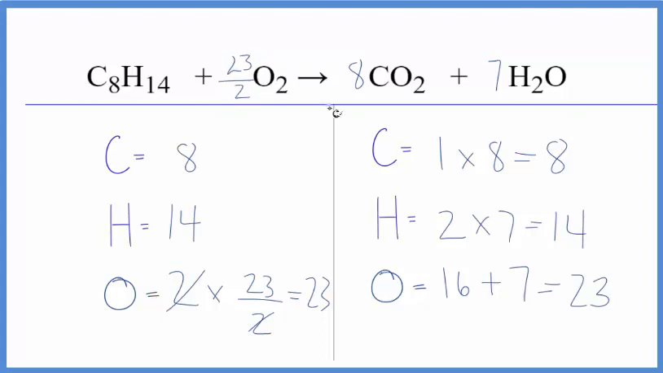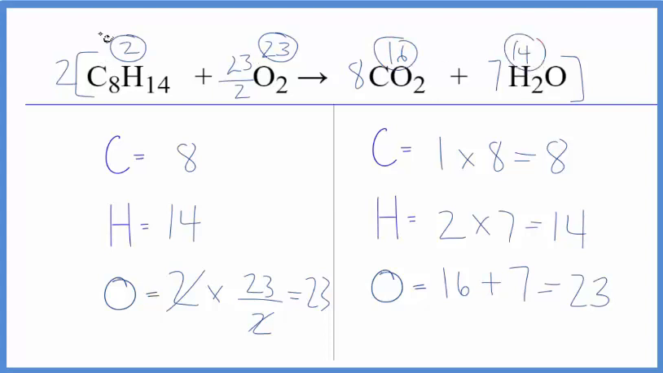These are the correct ratios for the equation, but some teachers don't like to have fractional coefficients. To fix it, just multiply everything by 2. When we do that, 2 times 1 gives us a 2 for our coefficient on the C8H14. 2 times 23 over 2, the 2s cancel out, coefficient of 23. 2 times 8 is 16. 2 times 7 is 14. So these are the whole number coefficients for this reaction.